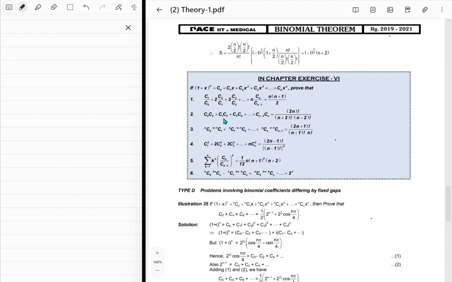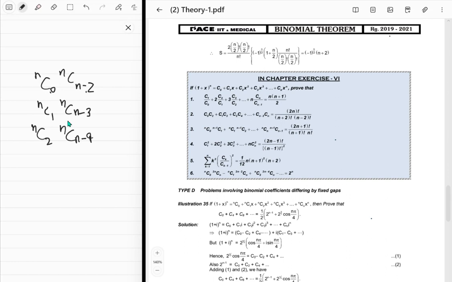C0 C2, C1 C, right? So this is I think called Vandermonde's identity, whatever. So this is like nC0 nC(n-2), and then you've got nC1 nC(n-3), and then you've got nC2 nC(n-4). Look at this: 0 plus n minus 2 is just n minus 2, 1 plus n minus 3 is n minus 2, and so on. So all of these are just n minus 2.